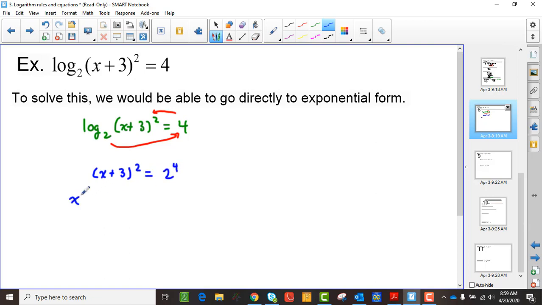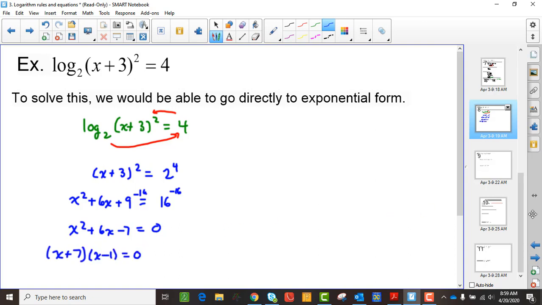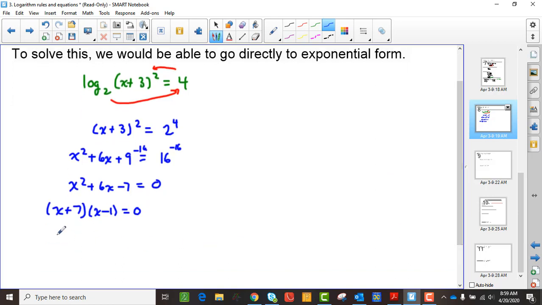x plus 3 squared is x squared plus 6x plus 9. And 2 to the 4th is 16. So that gives me x squared plus 6x, and then I'm going to subtract 16 from both sides. So 9 minus 16 is minus 7, and that equals 0. Then I factor this as x plus 7 and x minus 1 equals 0. And that's going to give me two solutions. Either x is minus 7 or x is 1.